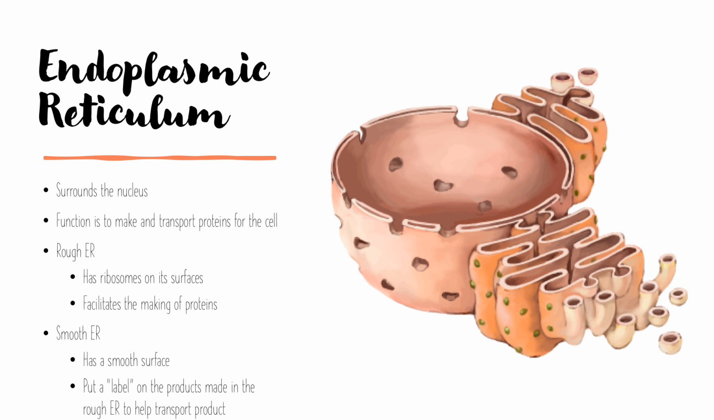And then we have the smooth ER, and it's smooth because it's just smooth on the outside, and it doesn't have ribosomes. Here is where a label is put on the product so it can be transported to its designated area.